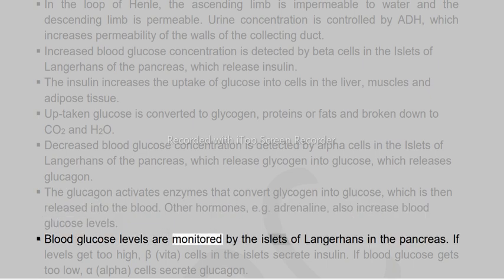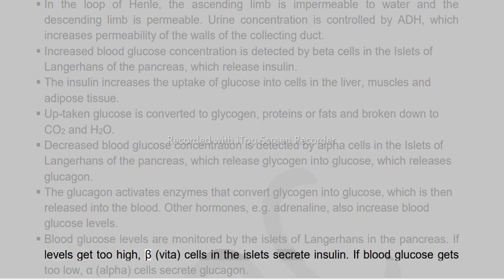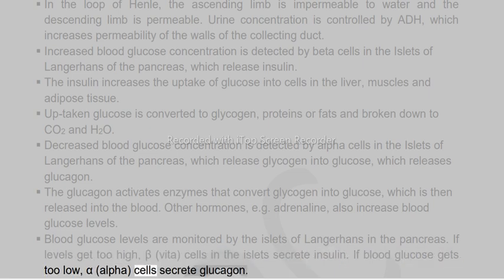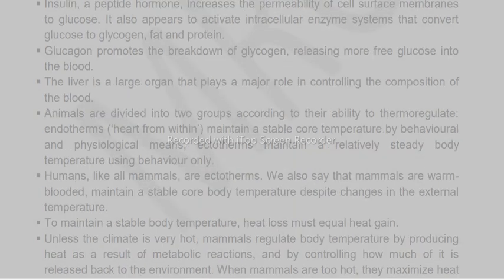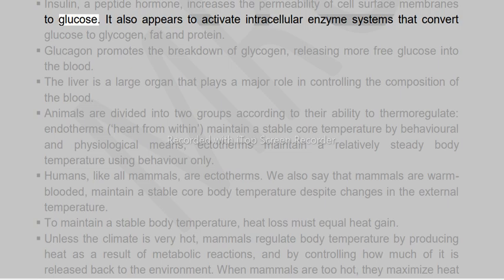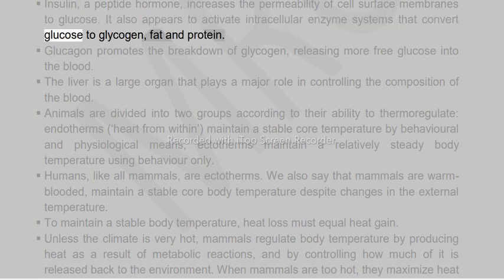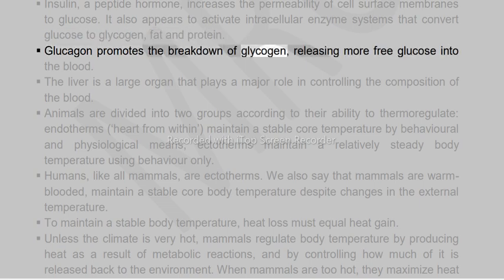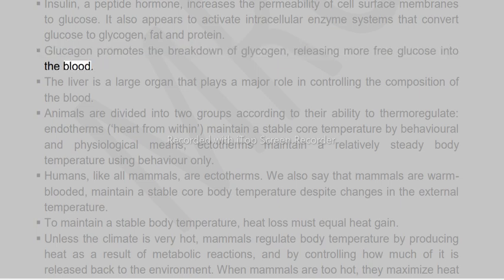Blood glucose levels are monitored by the islets of Langerhans in the pancreas. If levels get too high, beta cells in the islets secrete insulin. If blood glucose gets too low, alpha cells secrete glucagon. Insulin, a peptide hormone, increases the permeability of cell surface membranes to glucose. It also appears to activate intracellular enzyme systems that convert glucose to glycogen, fat and protein. Glucagon promotes the breakdown of glycogen, releasing more free glucose into the blood.